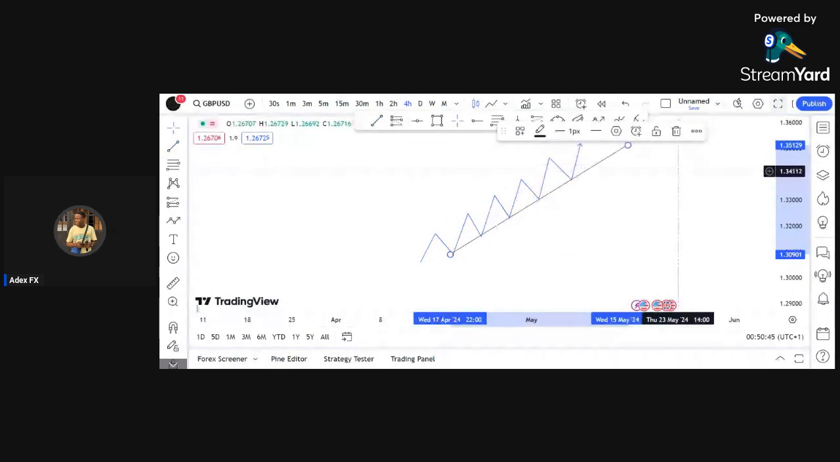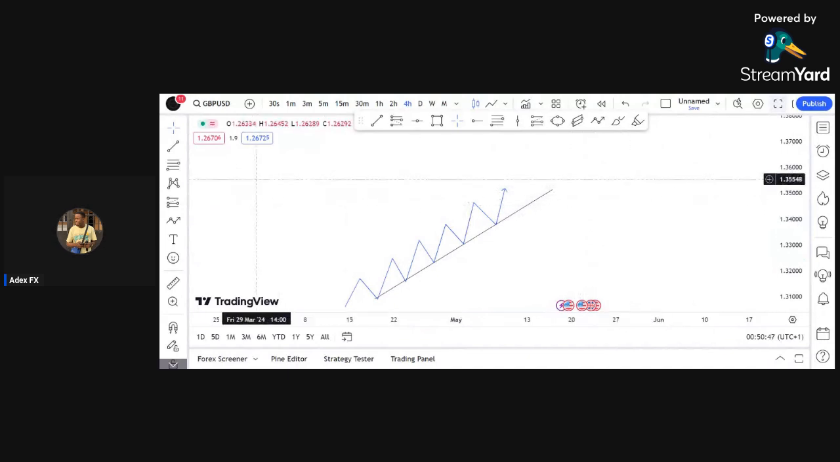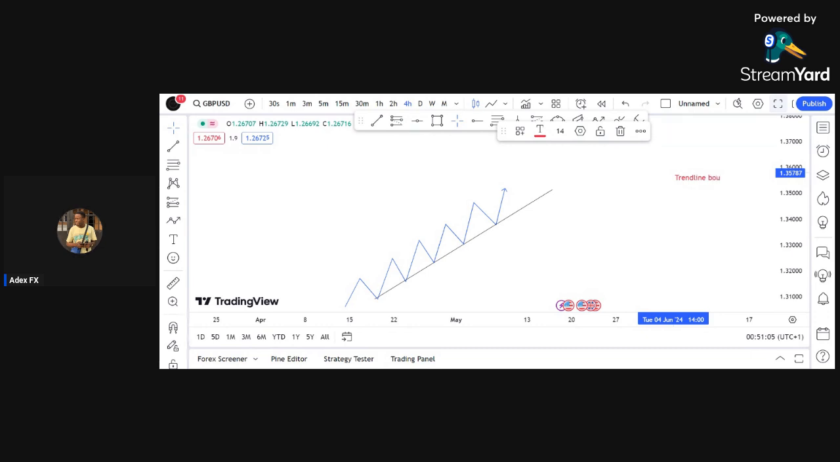So there are two ways of trading trend line, which are trend line bounce and trend line break.